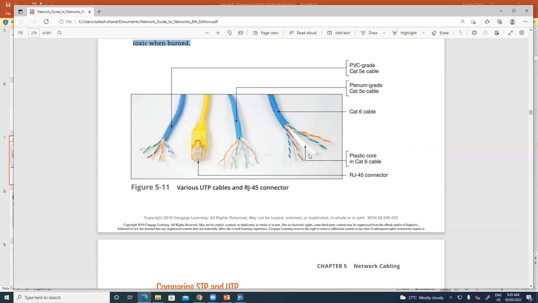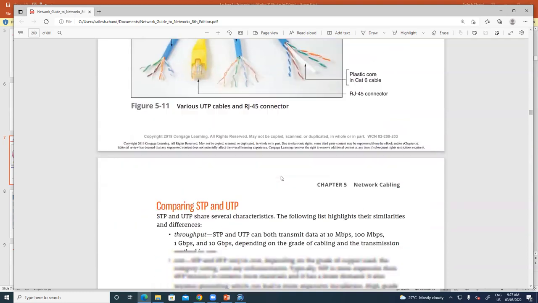And these are the plenum grade cable, Cat 5. Cat 5 plenum grade cable usually will have one string together with the cables inside that. There's one string here. That makes it plenum.